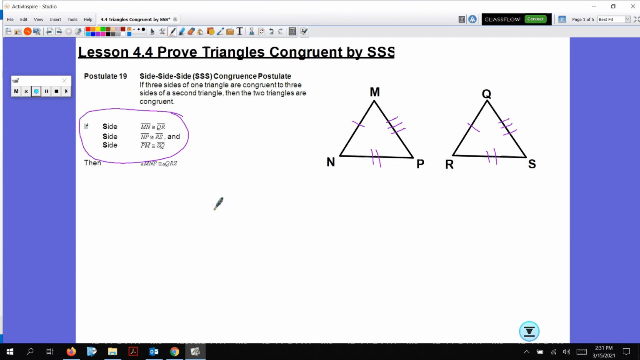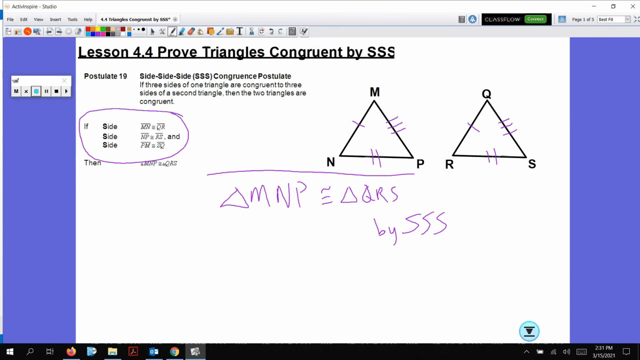Then triangle MNP is congruent, and sorry about my handwriting again, guys, to triangle QRS by side, side, side. Okay, so this is one of 5 congruencies that we're going to be talking about with triangles, but we're only going to be talking about side, side, side today. Okay?